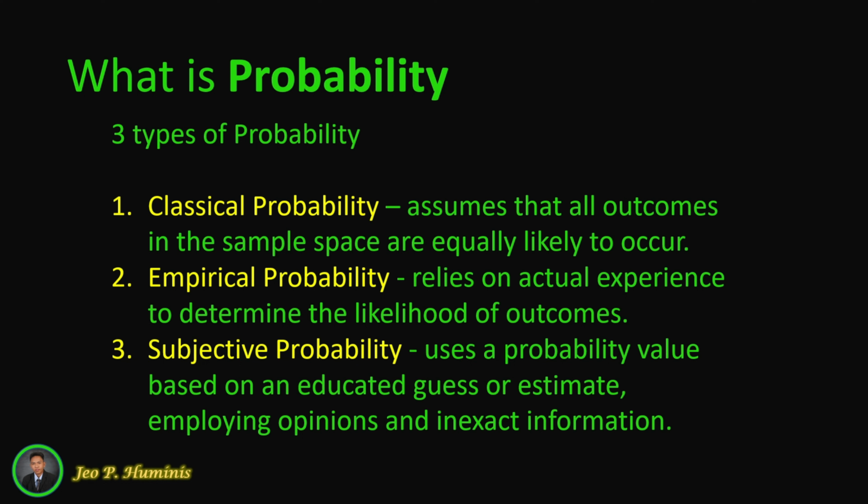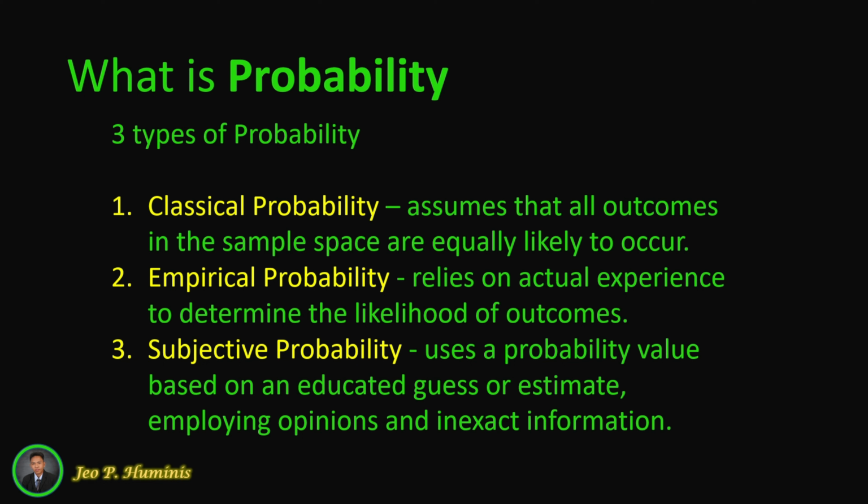The opposite of classical probability is the empirical probability, wherein it relies only on actual observation to determine the likelihood of outcomes. For example, rolling a die 6,000 times. That means you have to conduct the experiment of rolling a die 6,000 times, and you are going to record the outcomes.